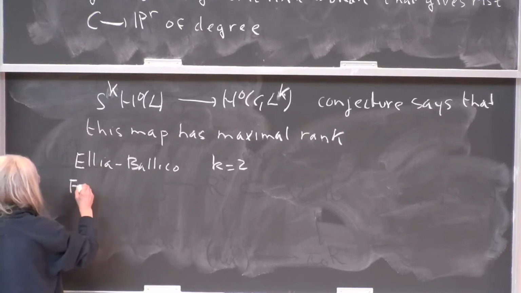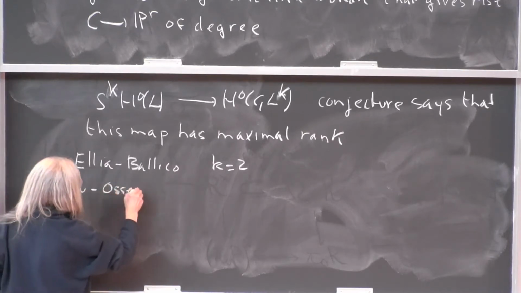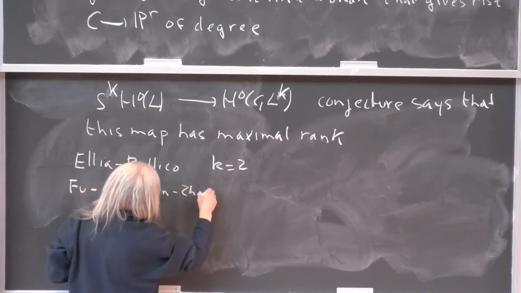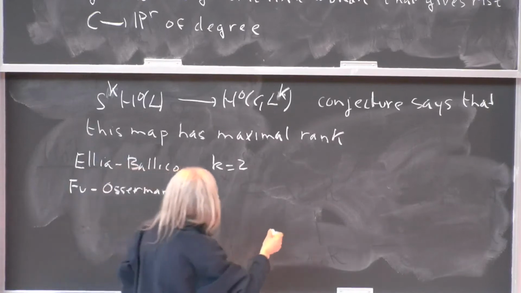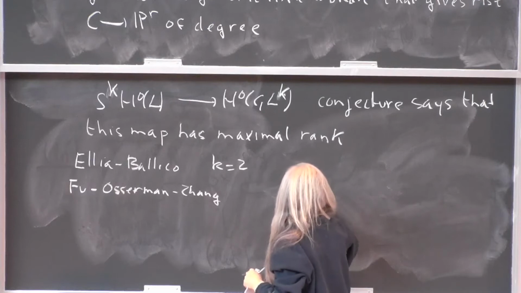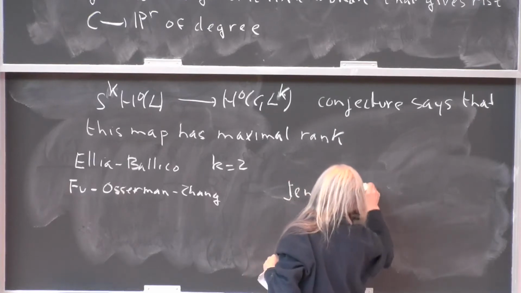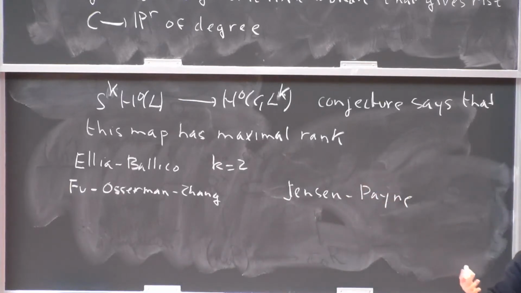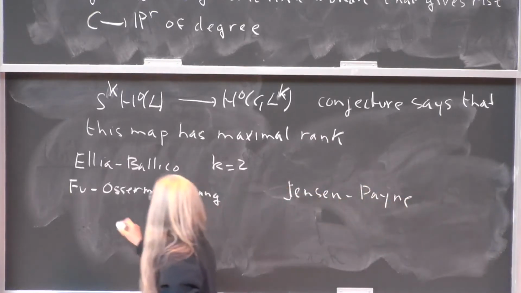One is Fu, Osserman, Zhang, and myself, and also using tropical methods by Jensen and Payne. And in both cases, we can say a little bit more than k equals 2. We can say a few things for k equals 3 and so on, but with many additional conditions. And then the result was proved completely for any k by Eric Larson.